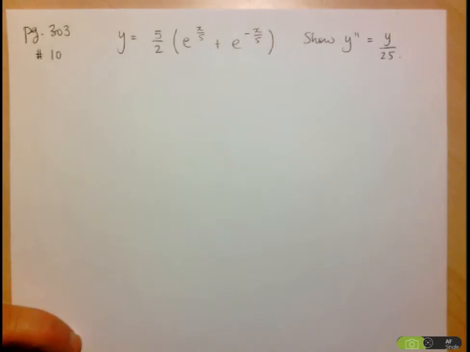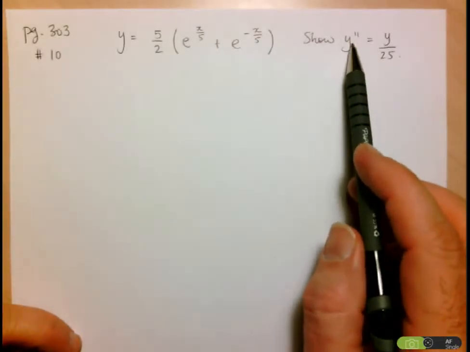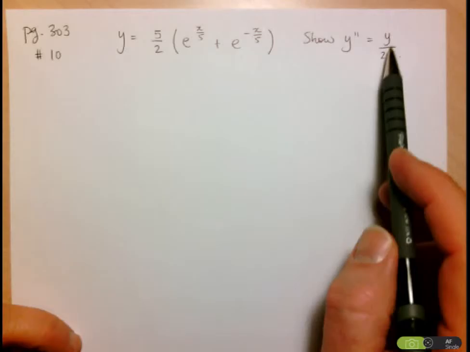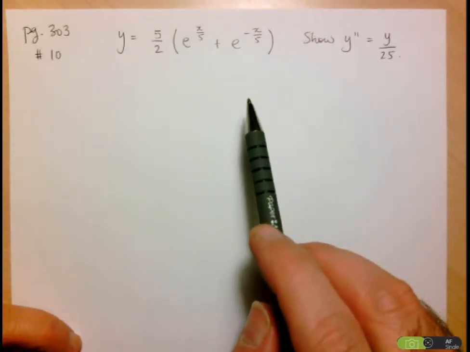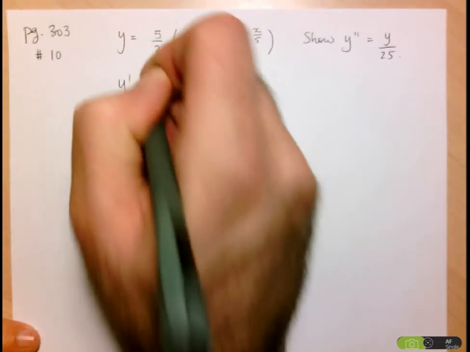Hi folks, we're going to take a look at page 303, number 10, and here they give us this function, and they want us to show that the second derivative is actually equal to the function divided by 25. Okay, so let's go ahead and do that. So we'll start by finding the first derivative.